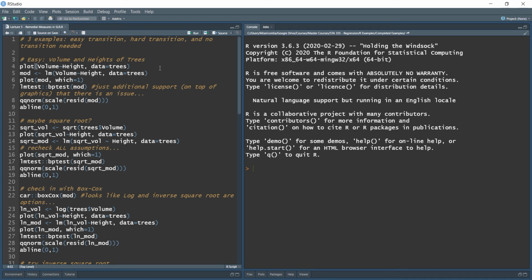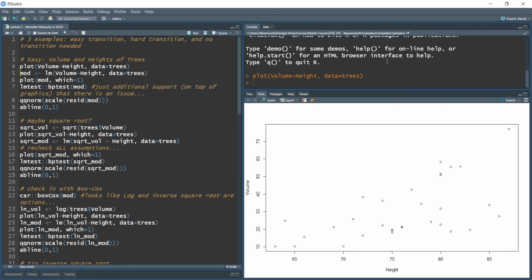For the first example, we'll be using the trees dataset and assessing the volume as a function of height. Looking at a plot, we can see that as the height increases, the volume roughly increases. But one thing that we can notice even from a raw scatter plot is that the variability at low heights is different than the variability at large heights.